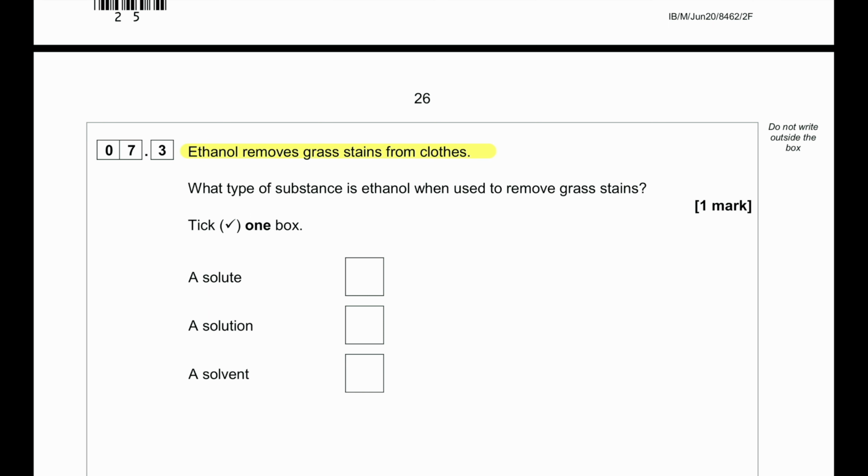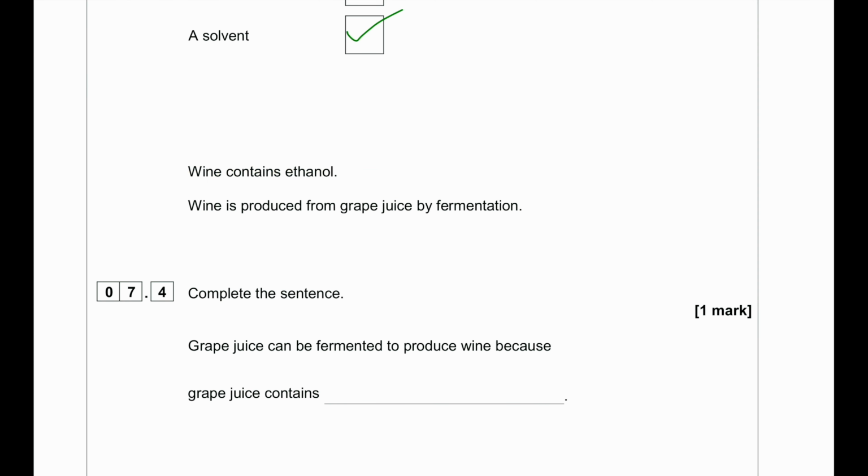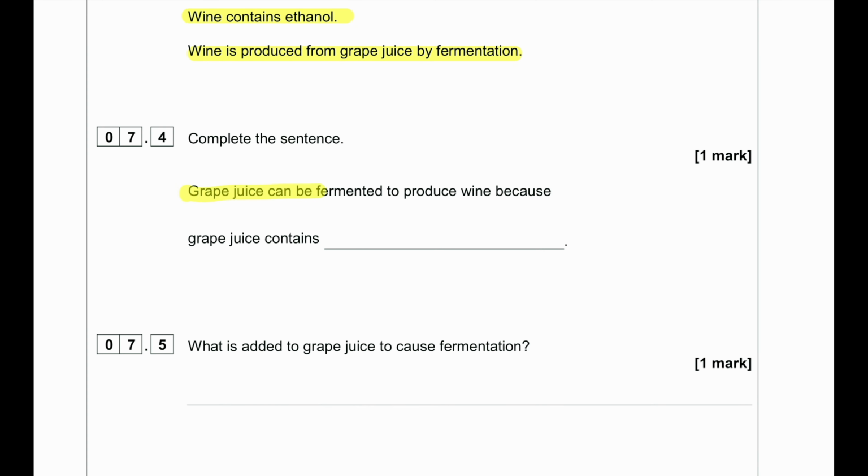Ethanol removes grass stains from clothes. What type of substance is ethanol when used to remove grass stains? Ethanol is acting as a solvent. Wine contains ethanol. Wine is produced from grape juice by fermentation. Grape juice can be fermented to produce wine because grape juice contains sugar. When fermentation takes place, sugar converts into alcohol. What is added to grape juice to cause fermentation? Yeast is a fungus that contains enzymes to do fermentation.